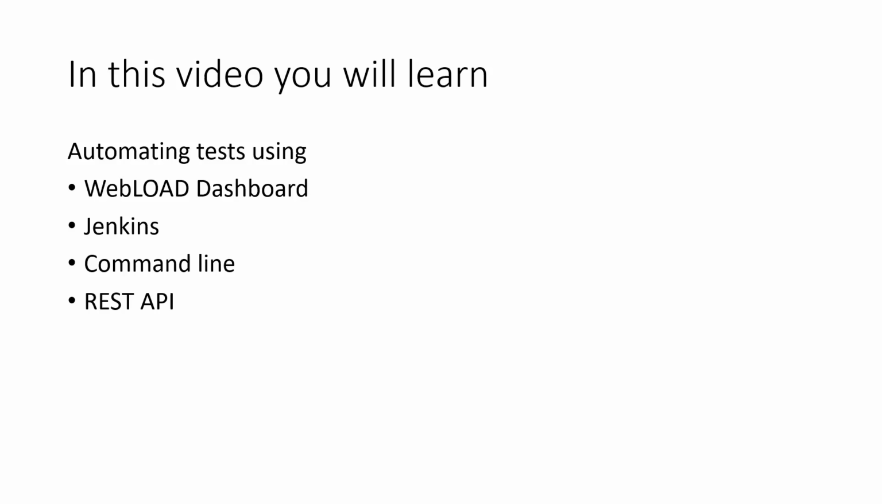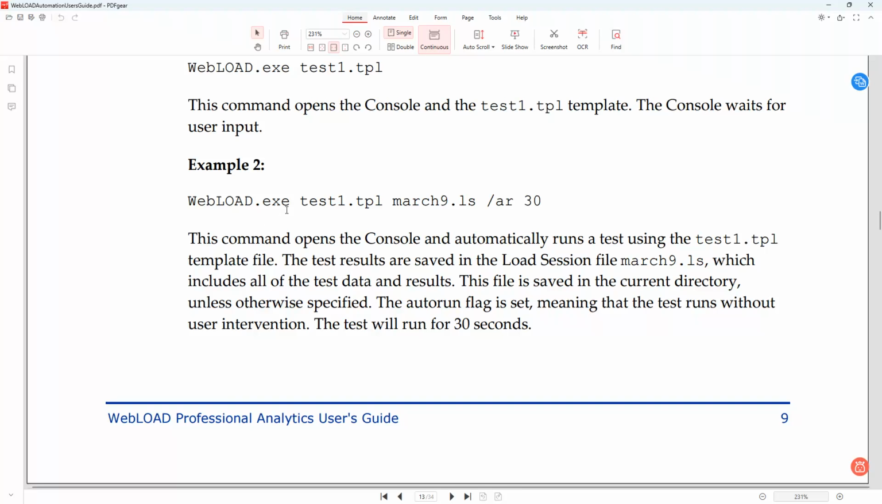Now, another option you have, you can use the command line. I'm just showing you the WebLOAD automation user guide. It covers pretty much everything I said, but this is where you can run it. So it's WebLOAD.exe, the command line, and that's the path to the template that you want to run, and then the path to where you want the load sessions to be saved, and /AR for auto run. You can add a parameter to say how long it can run. This would run it for shorter, but the basic command is just that part, which would run whatever template you want and save it in that location.